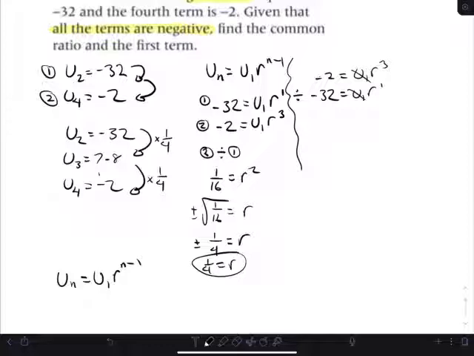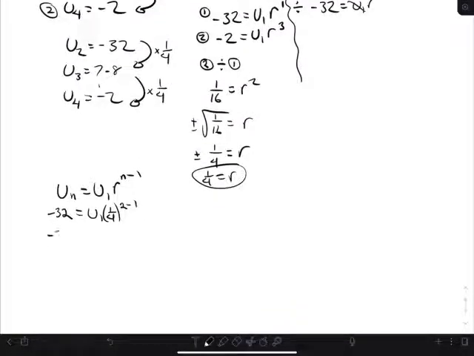Let's take u2. I know that un is equal to negative 32 when n is equal to 2, and the r value is 1/4. I know that now. So negative 32 equals u1, and then it's 1/4 raised to the power of 1. Multiply both sides by 4, or if you want, divide both sides by 1/4, and you get negative 128 equals u1. So I get that answer, and I get this one. So I've answered my question.